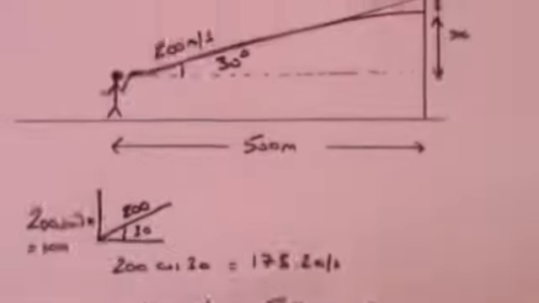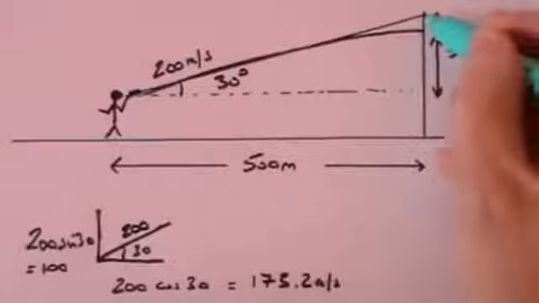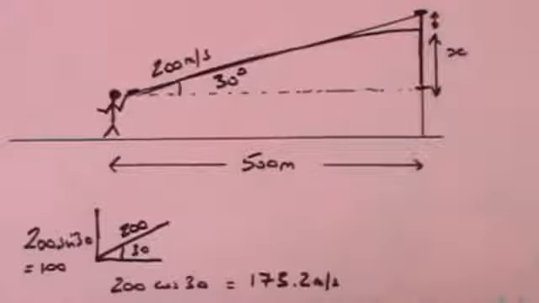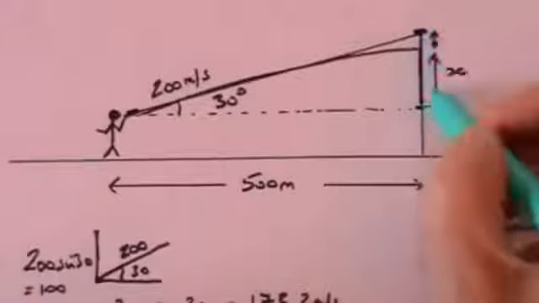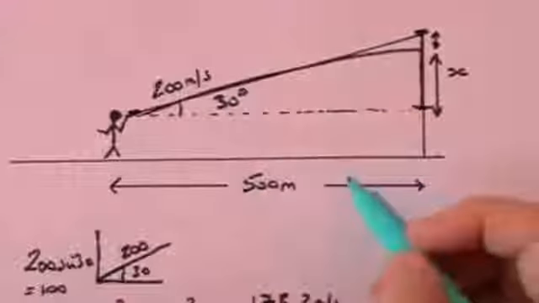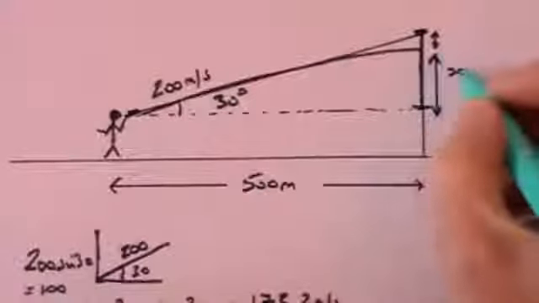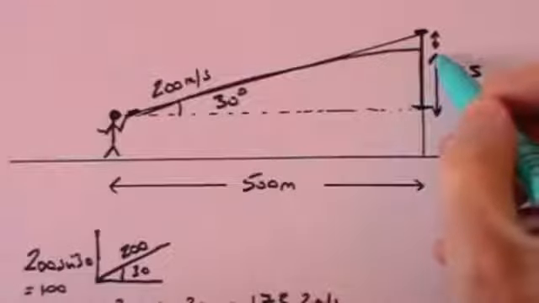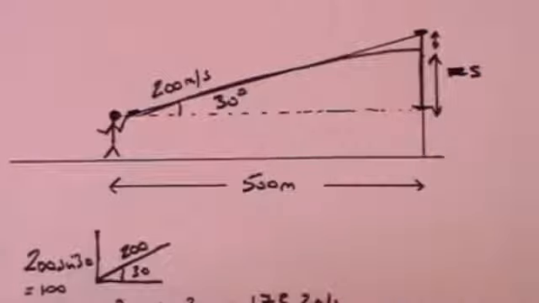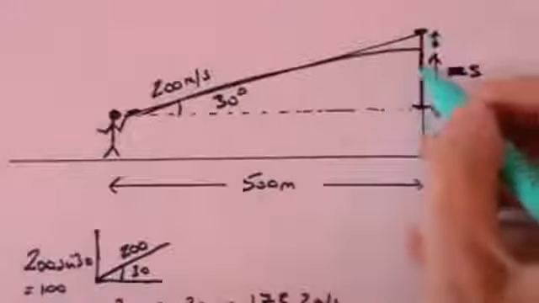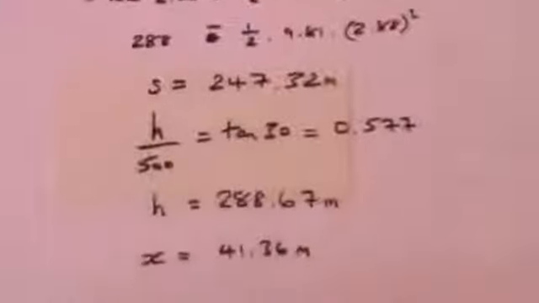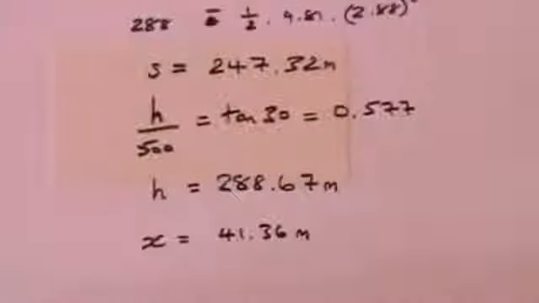Just to remind you, let's look at the diagram again. The height of the target above the firing position, which is essentially that distance, is what we measured by saying that the height over 500 is equal to the tangent of 30. But the height, which is actually not x but s, above the firing position, which is where the missile will reach, was the other value we calculated, and the one minus the other gives you the difference, and that's the extent to which the target is missed by: 41.36 metres.